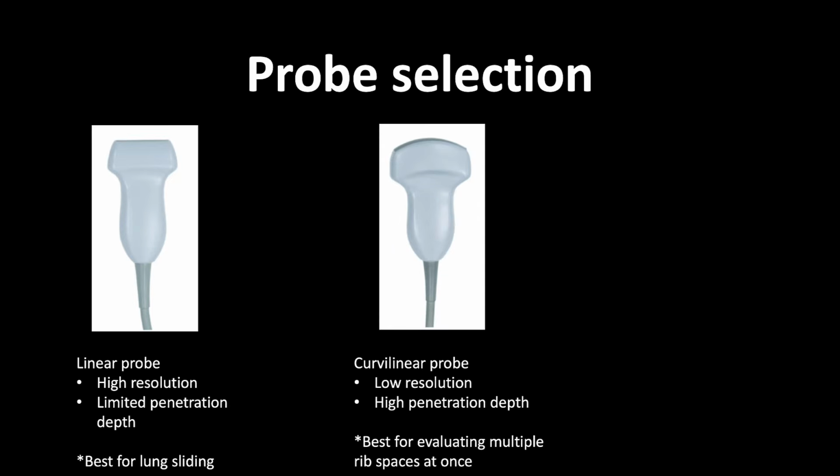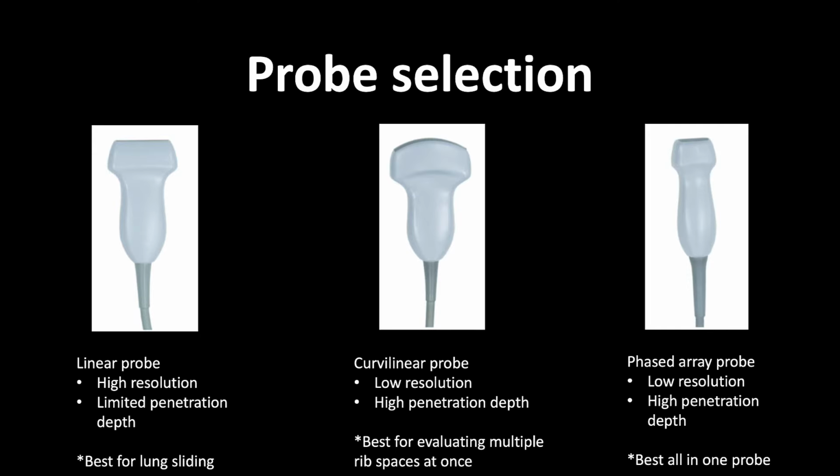The curvilinear probe has a lower resolution and produces less detailed images. However, it can assess deep structures up to 23 centimeters or more. This allows it to perform comprehensive lung ultrasound, where you need a depth of approximately 10 to 12 centimeters or more to diagnose B-lines, consolidations, effusions, etc. Furthermore, its large footprint means that you can assess multiple rib spaces at once. Finally, the phased array probe has similar features to the curvilinear probe, but a much smaller footprint, which allows it to fit within the rib spaces.